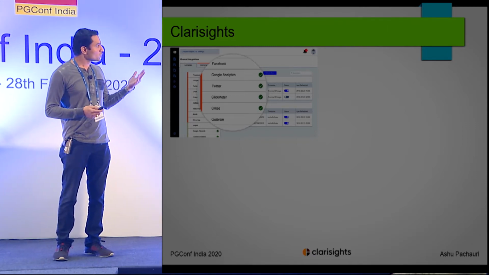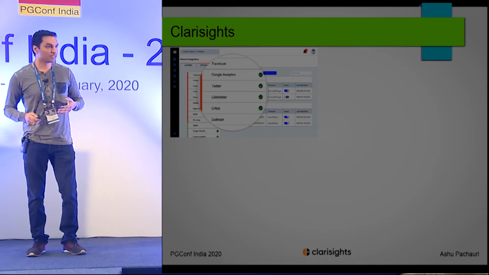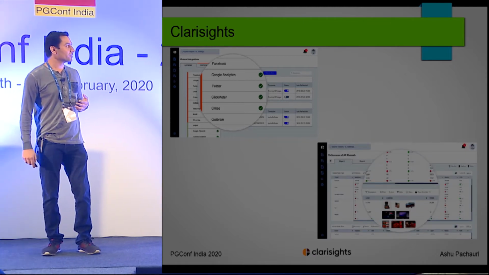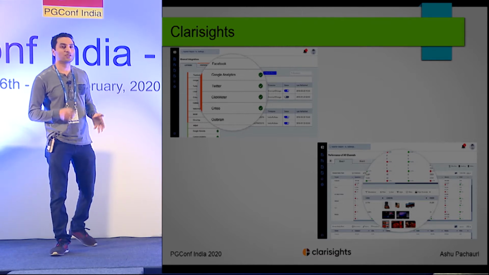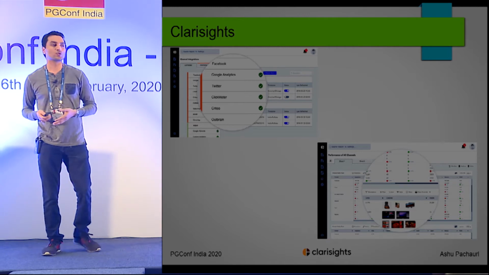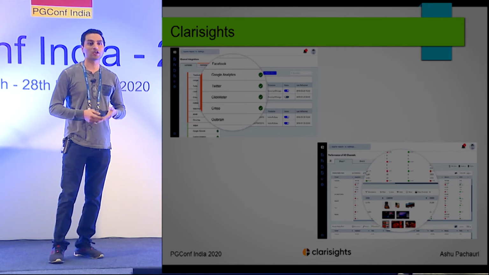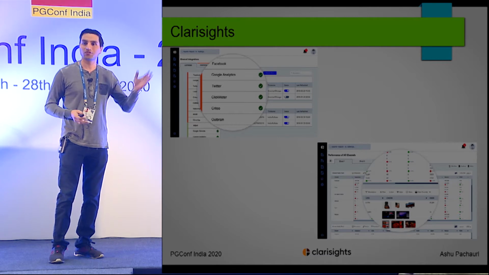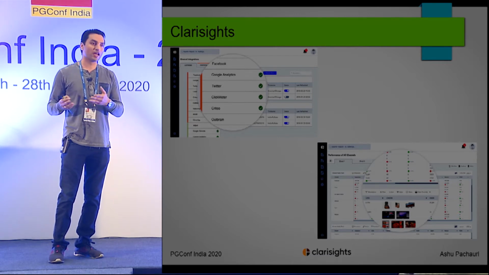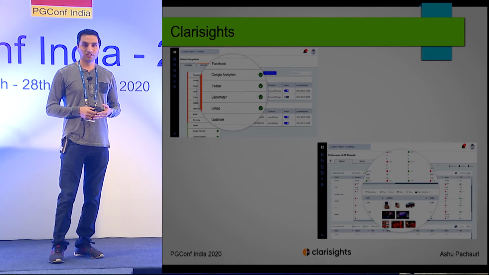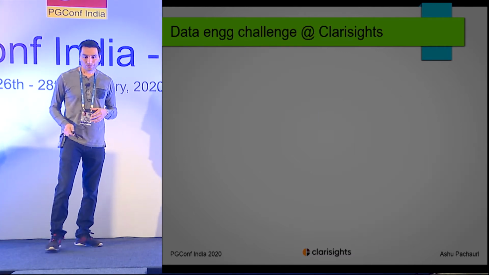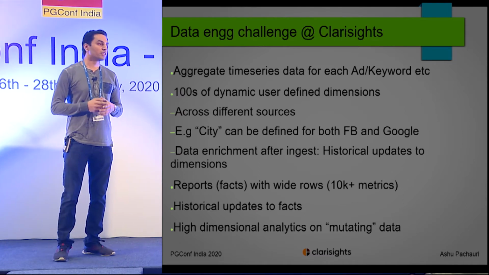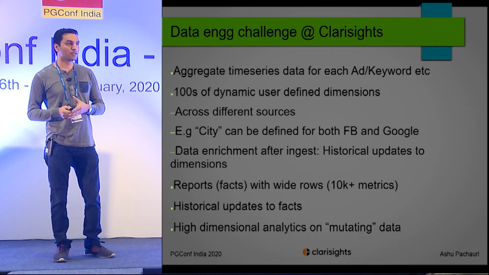It takes data from Facebook, Google Analytics, Twitter, and like 30 more different data sources, and it turns into this. You get reports on this data on different dimensions and different metrics. For example, I want to ask a question: what is my spend in a particular city across all of my data sources like Facebook, Google, and any place where I'm putting my ads? This is a common question that I want to ask. I don't want to ask it just specifically for Facebook or Google, right? So this is what Clarisights does exactly. What this leads to is there are interesting data engineering challenges that arise at Clarisights.